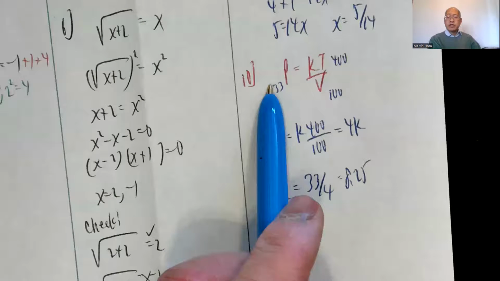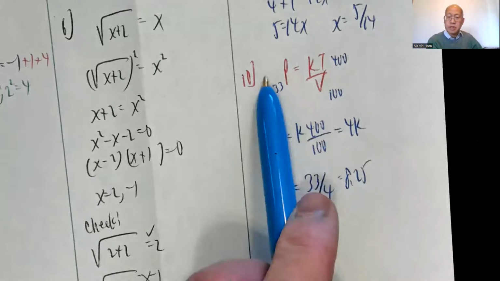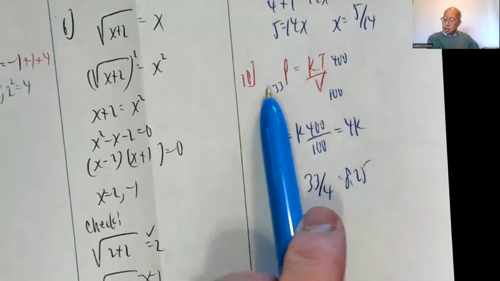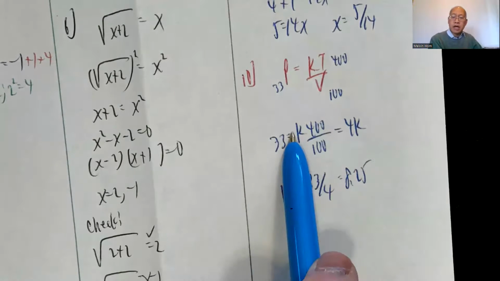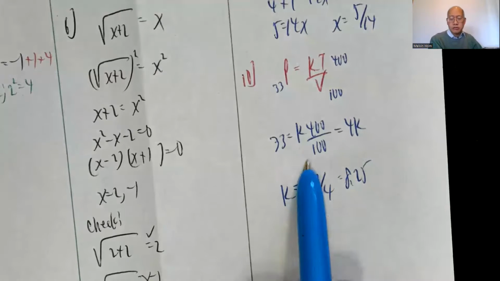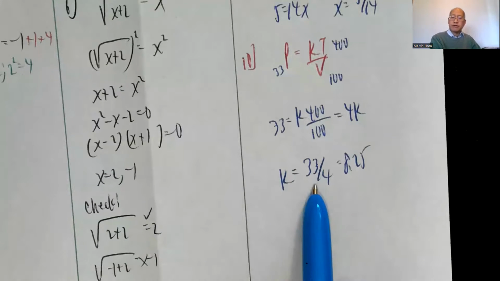Number 10, pressure is proportional to temperature, inversely proportional to volume. So P equals KT over V. Put a 33 here, 400 here, 100 here. 33 equals K times 400 over 100, which is 4. So 33 is 4K. Divide by 4. K is 33 over 4, or 8.25.